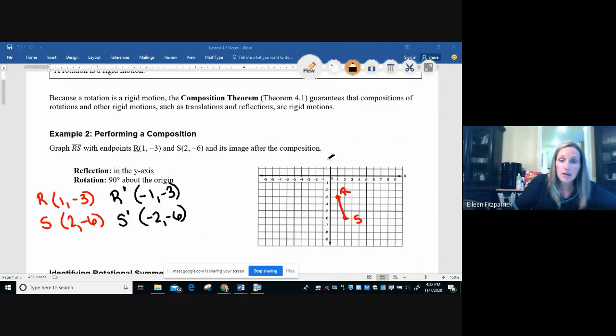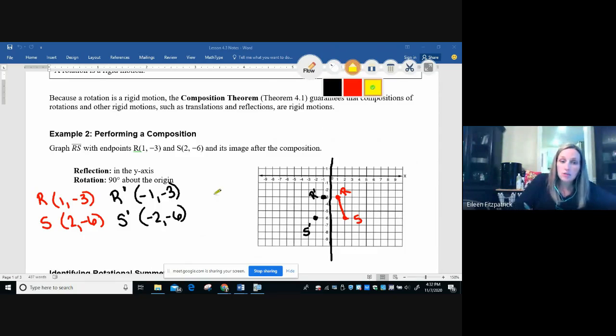The y-axis, this is your line of reflection right here. Try to go straight as I can. So if R is 1 unit to the right, R prime should be right here, which has a coordinate of -1, -3, which is what I wrote. Okay, S is 2 units to the right. So if I go 2 units to the left, here is S prime, which has a coordinate of -2, -6, which is what I wrote.